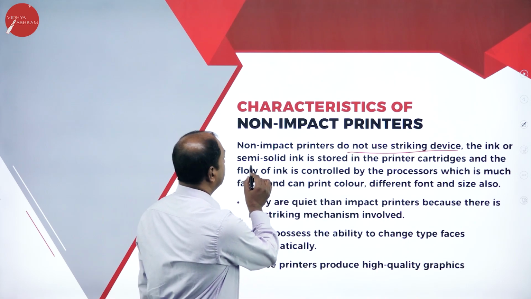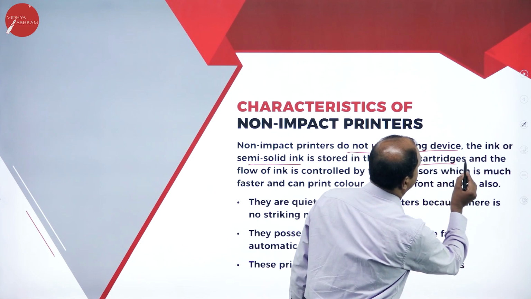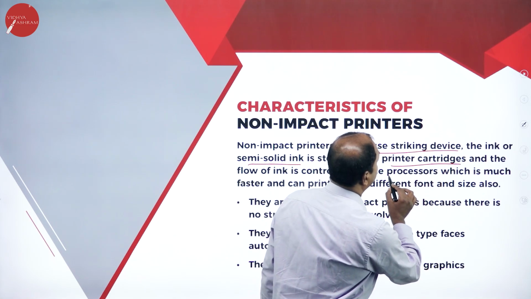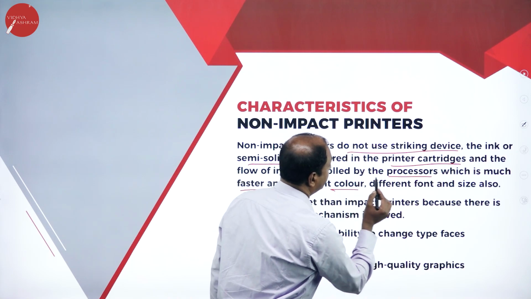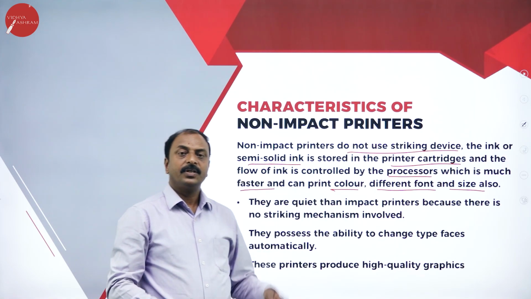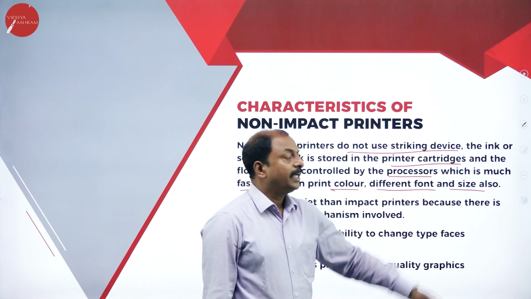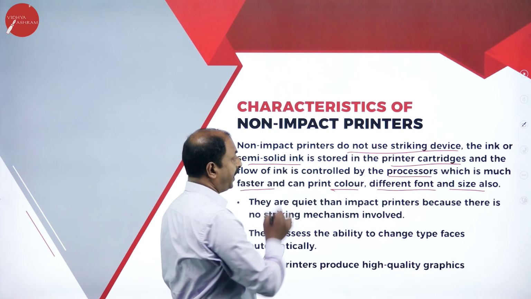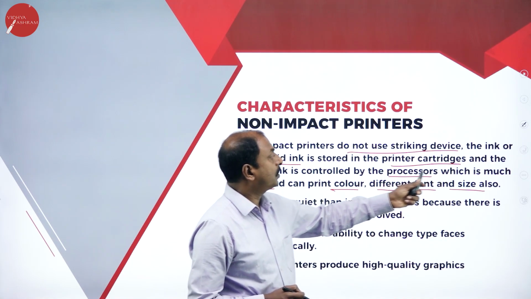The ink or semi-solid ink is stored in the printer cartridges, and the flow of ink is controlled by the processor, which is much faster and can print colors, different fonts and sizes also. This is one of the properties of non-impact printers, and there is no striking device. If there is no striking device, they use ink or semi-solid ink. It will be stored in the cartridges. Here we are using printer cartridges.